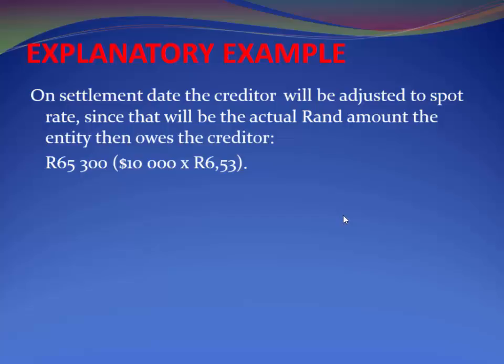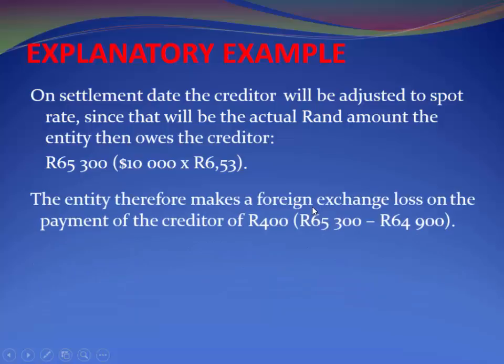So we first have to now restate the creditor at the spot rate on settlement date. That's why we take the $10,000 times the 6.53, and we now in rand value owe the creditor the amount of 65,300 rands. The entity will therefore make a loss on this transaction due to the fact that at payment date it was 65,300 and the initial transaction happened at 64,900, giving us the 400 rands loss.